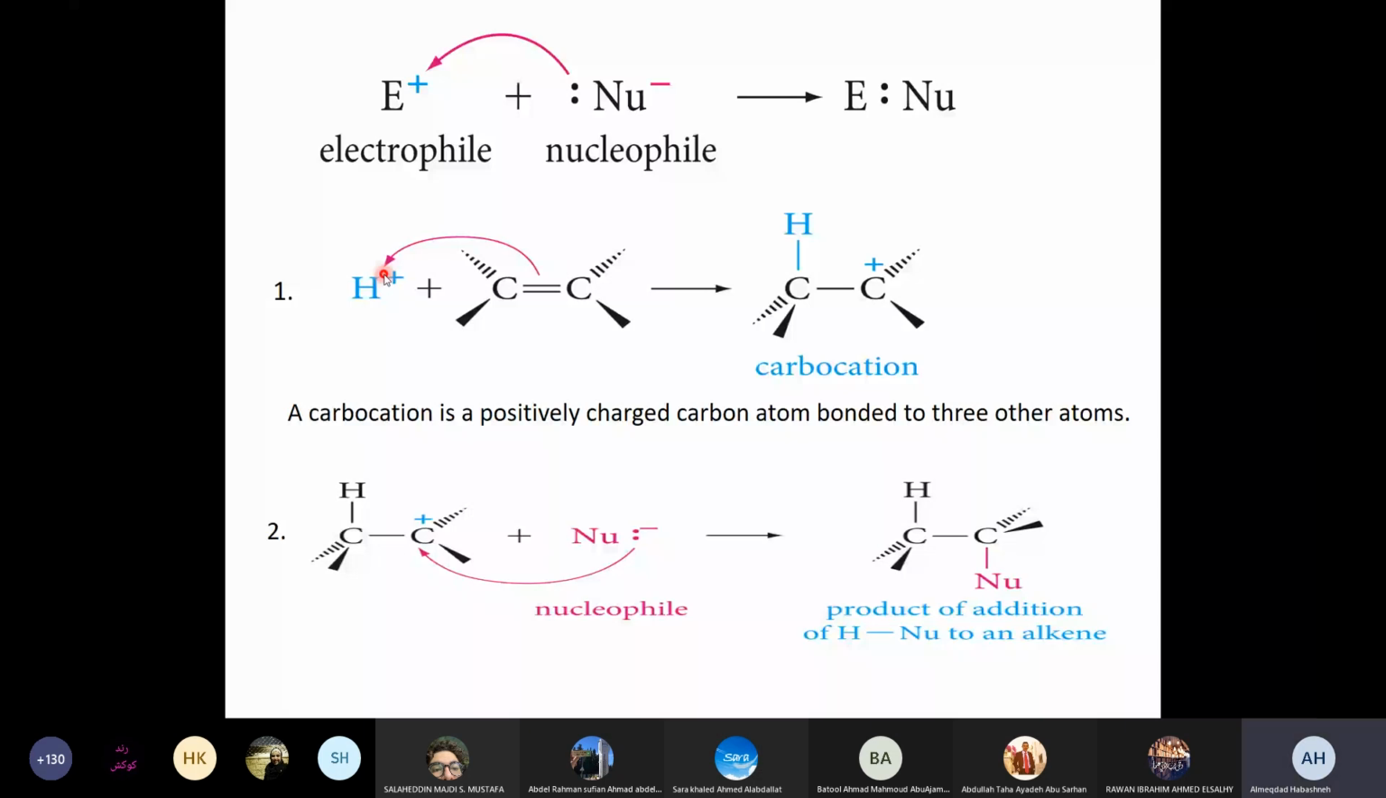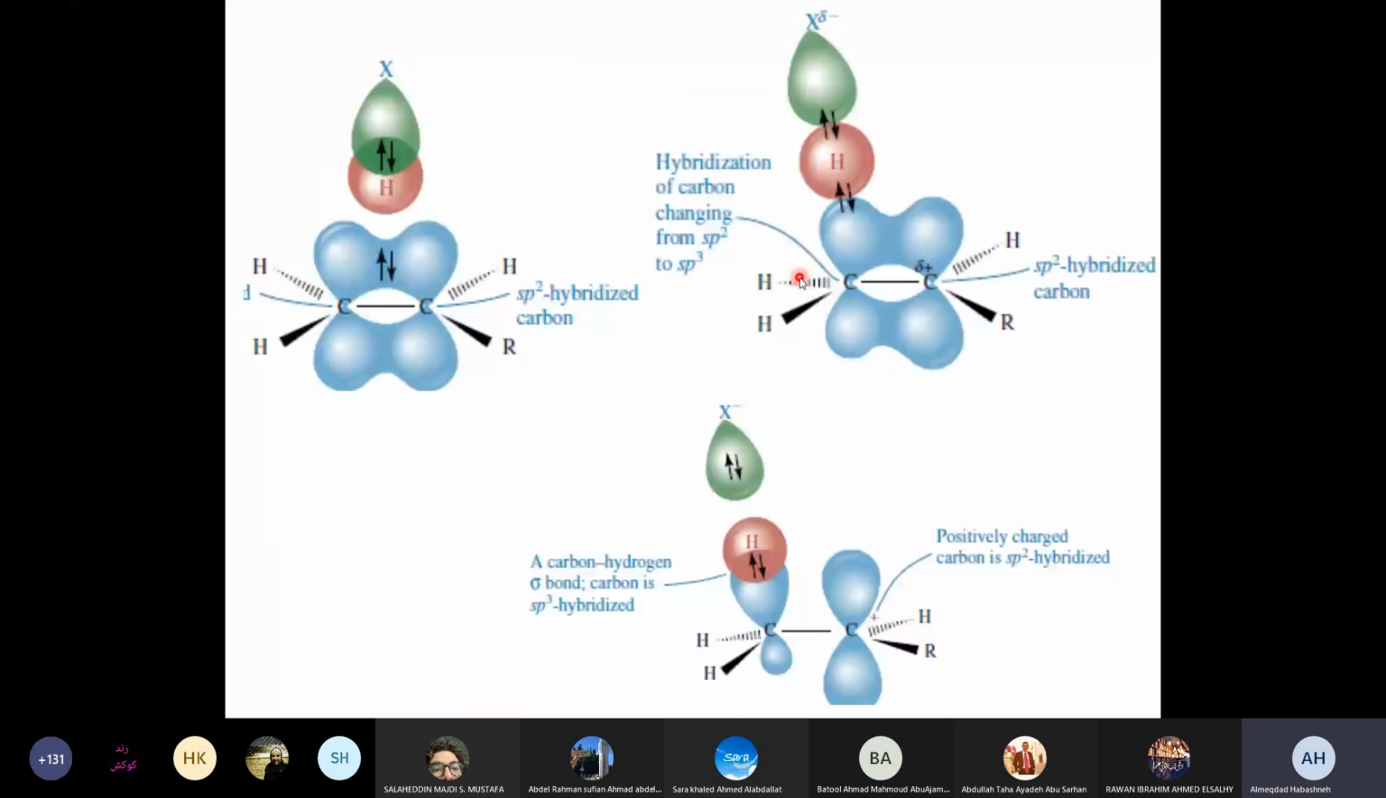فالدبل بوند attacks H+. When we say attack in chemistry, it means forming a bond. So one of the carbons at the double bond forms a bond with the hydrogen, with the proton. So the electron-rich double bond attacks the proton, the electrophile, forming a bond with one of the carbons. How come? This is the HX, guys. The proton هو partially positive. الدبل بوند بتهجم على البروتون.